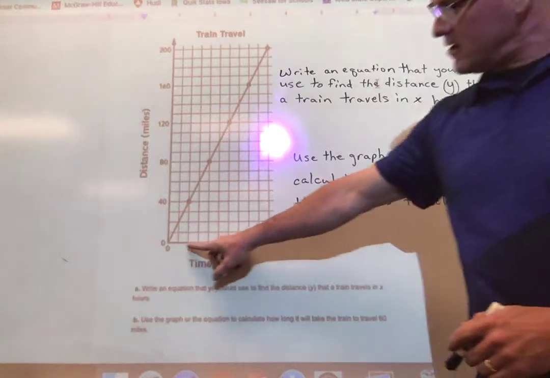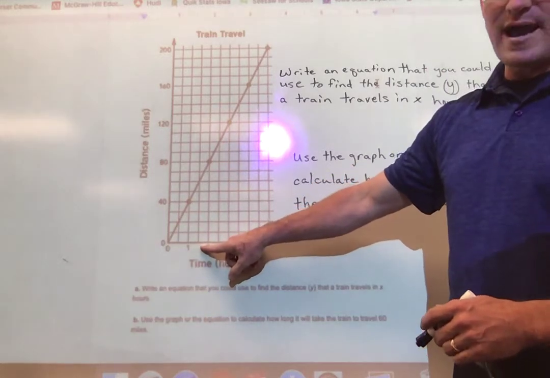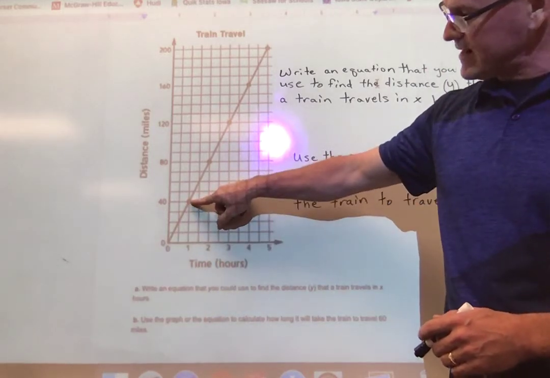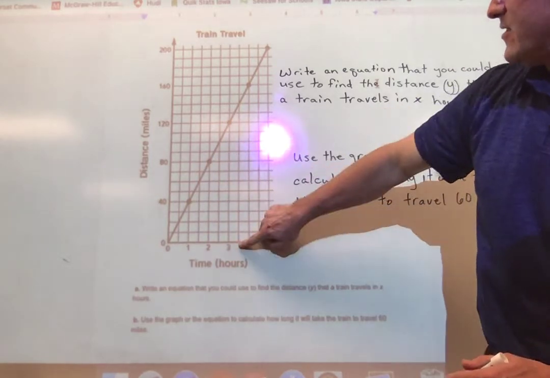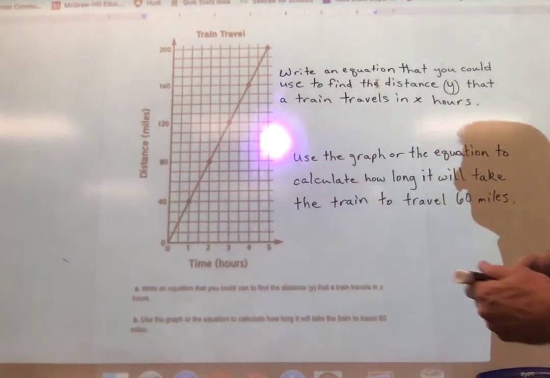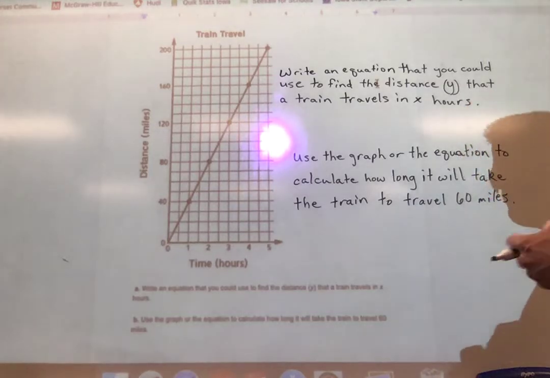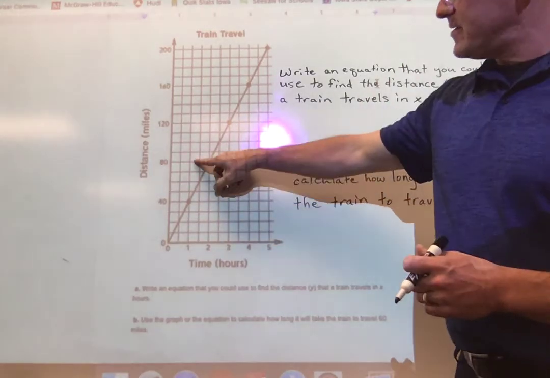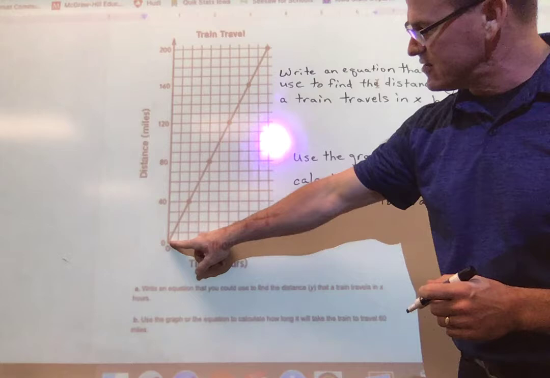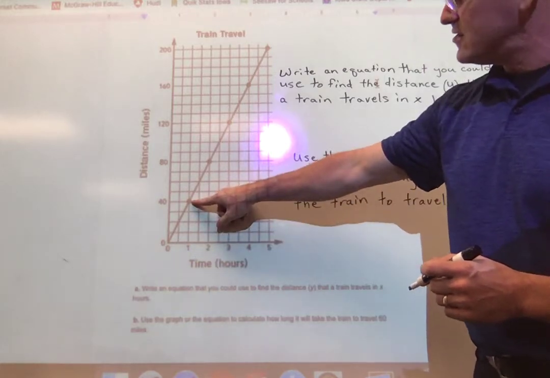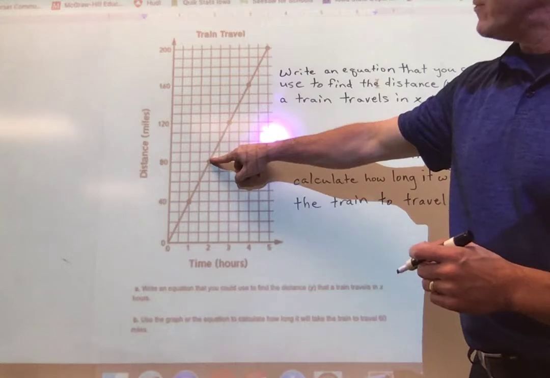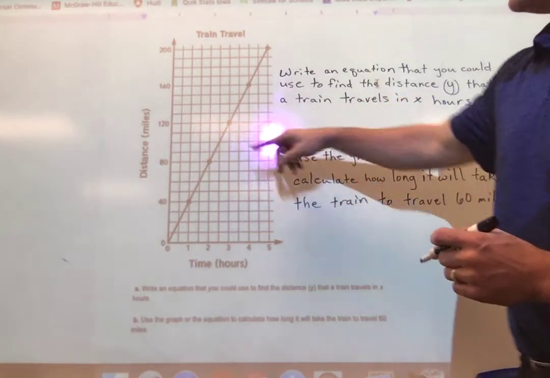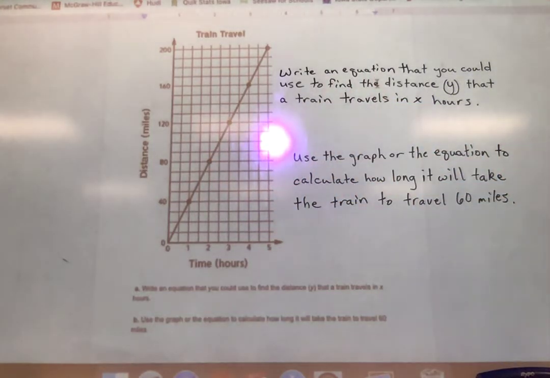So I see right here, if they go 1 hour, the train goes 40 miles. Okay, and 2 hours looks like 80. 3 hours is 120. Okay, so I'm seeing that every hour it goes up 40. Over 1 hour, up 40. Then over 1 hour, up 40 more. Over 1 hour, up 40 more. And that pattern continues. It's a constant rate.